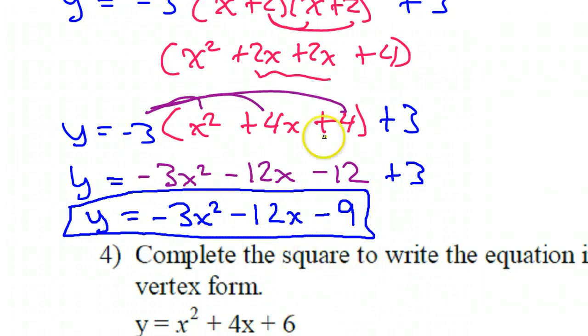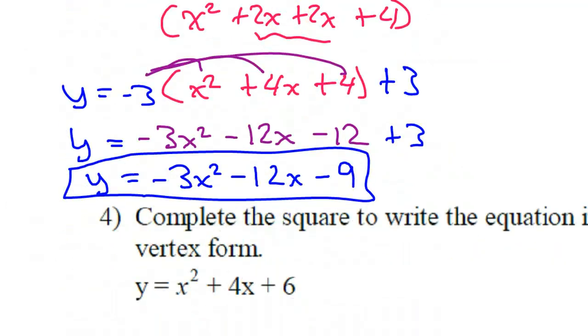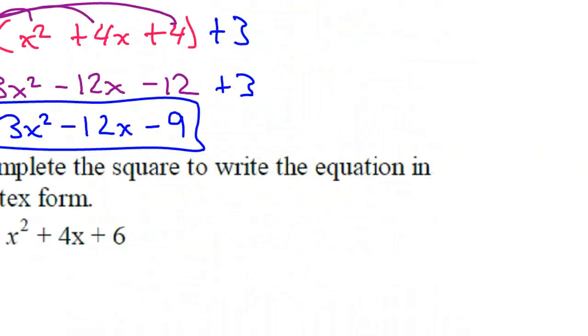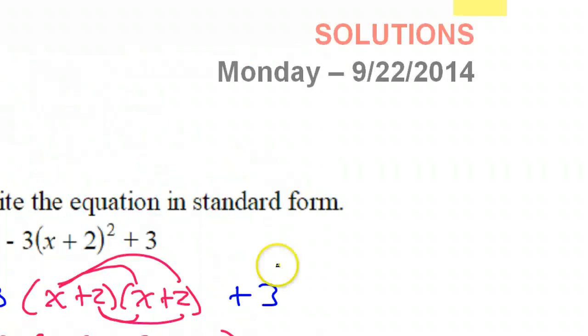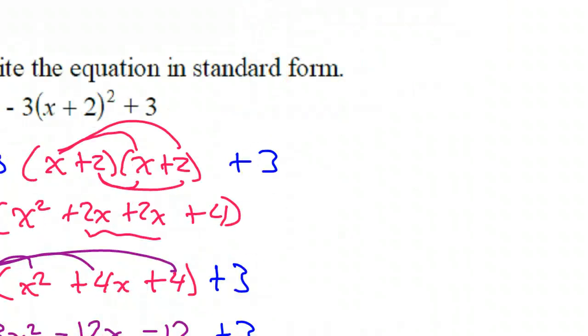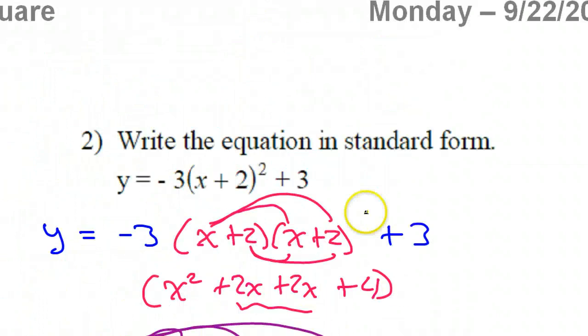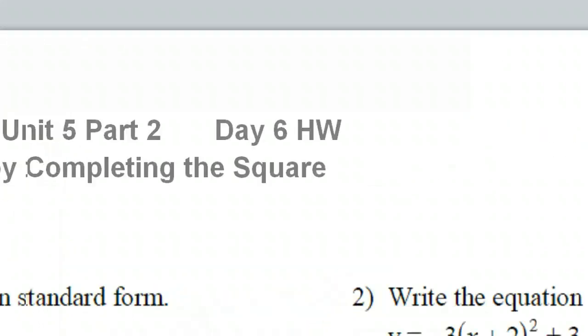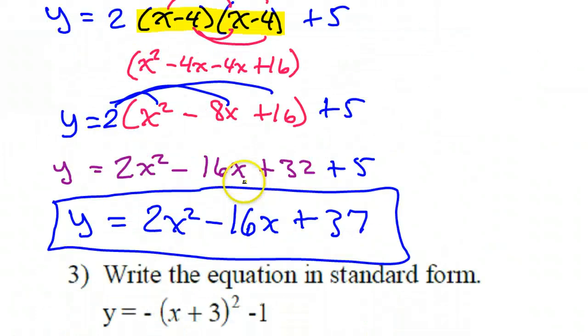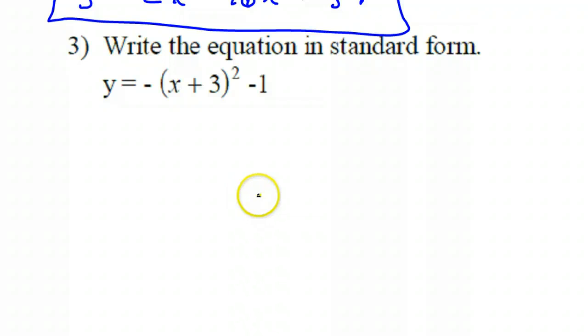Okay, let's see, what was that? That was number 2, and that's number 4. That means number 3 must be hiding around here somewhere. Alright, there's number 3. Oh wow, another one of the same thing. Alright, this is getting tedious.